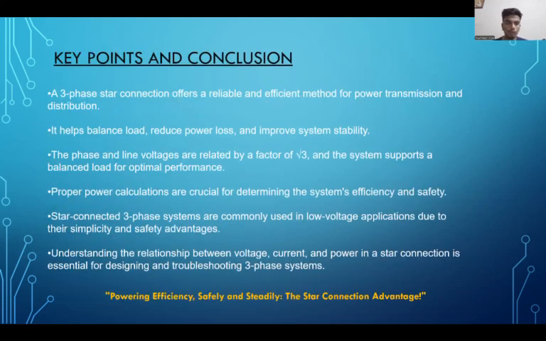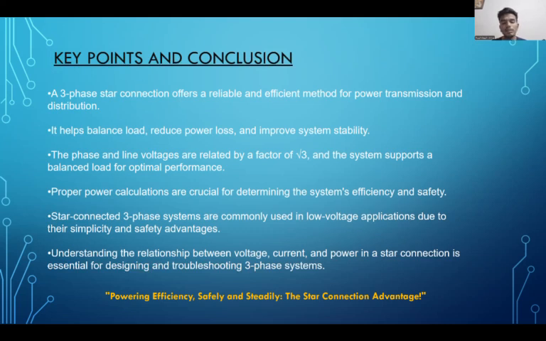Now to conclude, some other key points regarding star connections. A three-phase star connection offers a reliable and efficient method for power transmission and distribution. It helps balance load, reduce power loss, and improve system stability. The phase and line voltages are related by a factor of root 3, and the system supports a balanced load for optimal performance. Proper power calculations are crucial for determining the system's efficiency and safety.